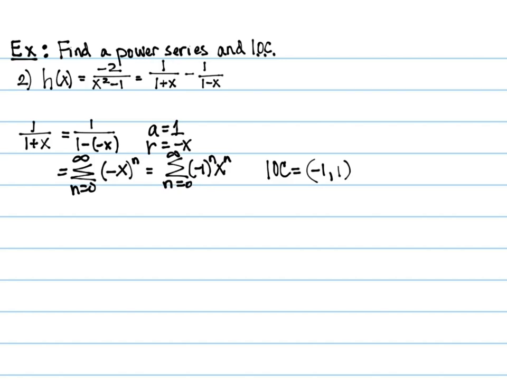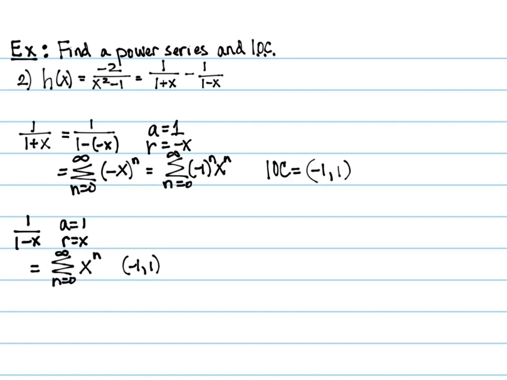All right, so how about the other function? I have 1 over 1 minus x. That one's even more straightforward, right? A is going to be 1. R is simply x. So this one is equal to the summation from n equals 0 to infinity of just x to the n, right? And these do actually happen to have the same interval of convergence, right? Negative 1 to 1.